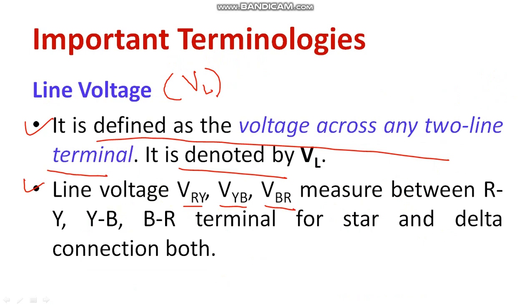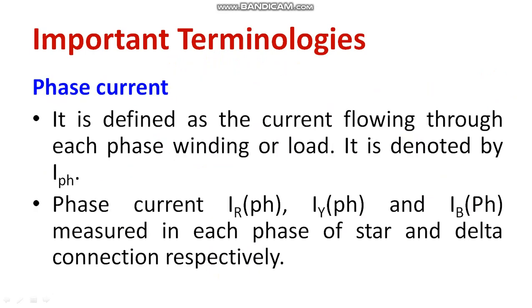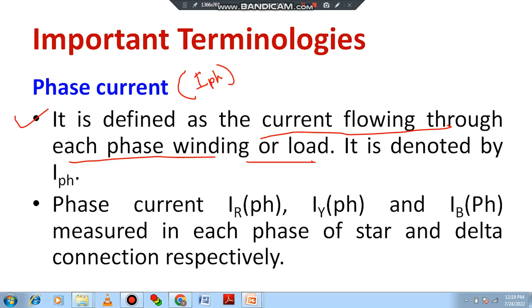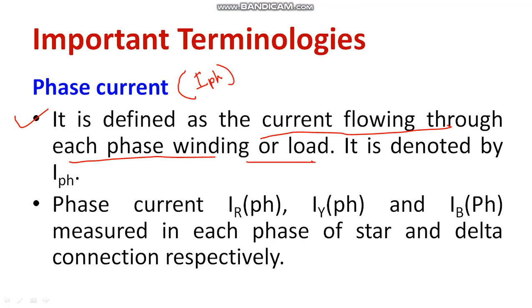Okay. Now I am going to discuss phase current. Phase current is indicated by the symbol I phase. It is the current which is flowing through the load, the current flowing through each phase winding or load. It is denoted by the letter I phase: IR phase, IY phase, IB phase. Let us see what is phase current in star and delta connection.